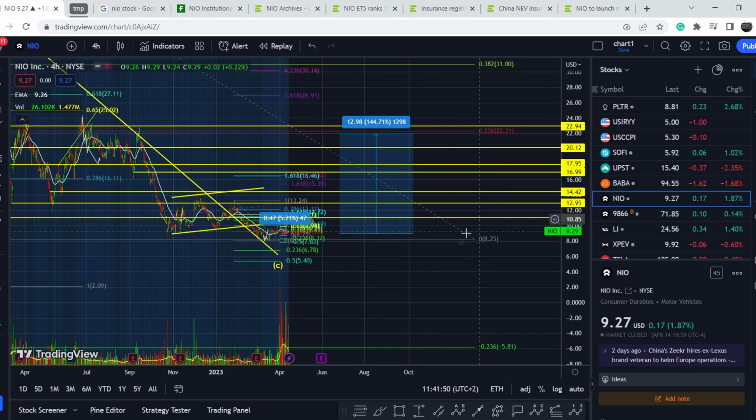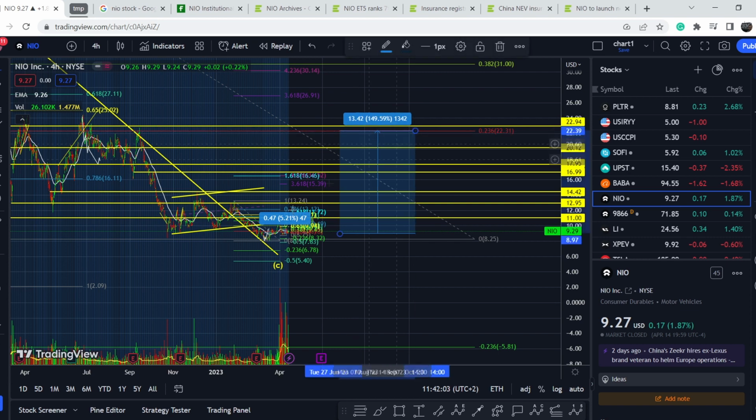0.236 Fibonacci retracement level, again from its swing high, from its all-time high to all-time low for the entire structure, and which implies 144.71%. This means almost a 10 to 1 risk to reward ratio, 15% to the downside and 150% to the upside, which shows the bullish setup for this asset.